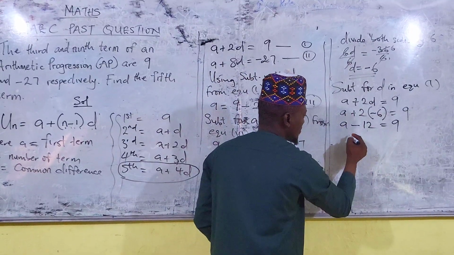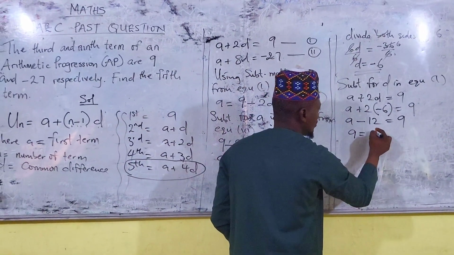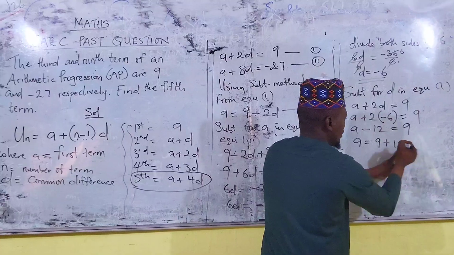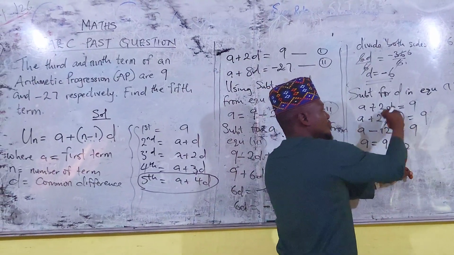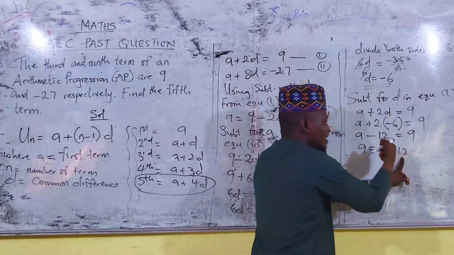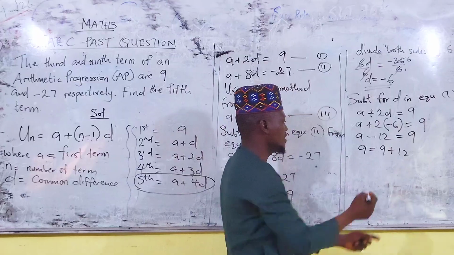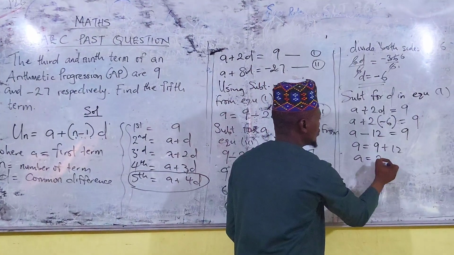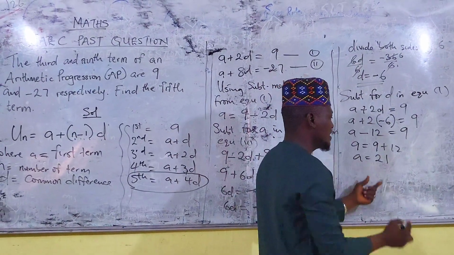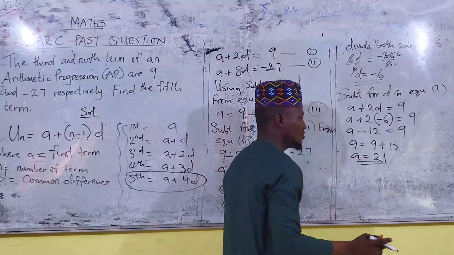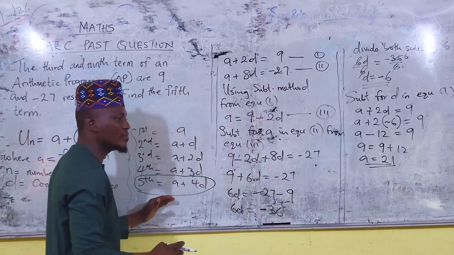So collect like terms. We'll have A equal to 9 plus 12. You understand why we're having plus here? Minus 12 will move to the other side, and the sign will change, so we're having plus 12. So A equal to 21, and this is our first term. Now we can solve for the fifth term successfully.